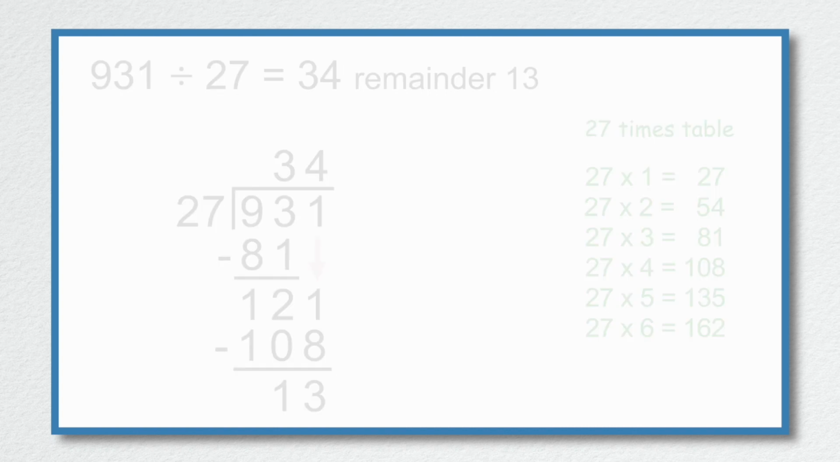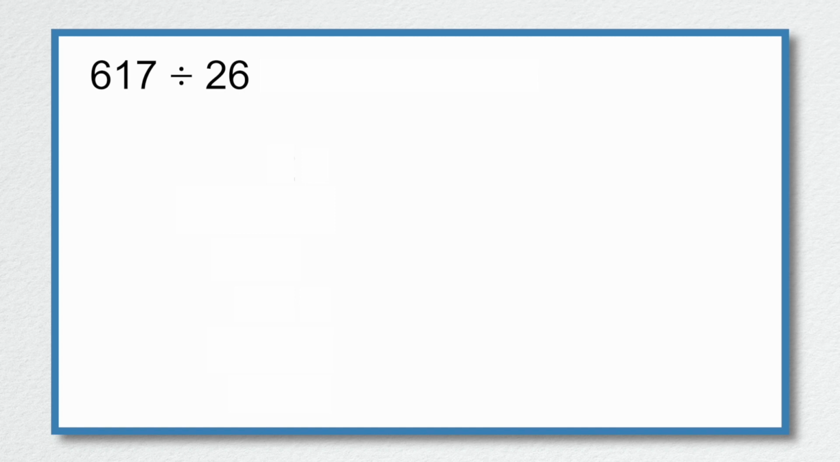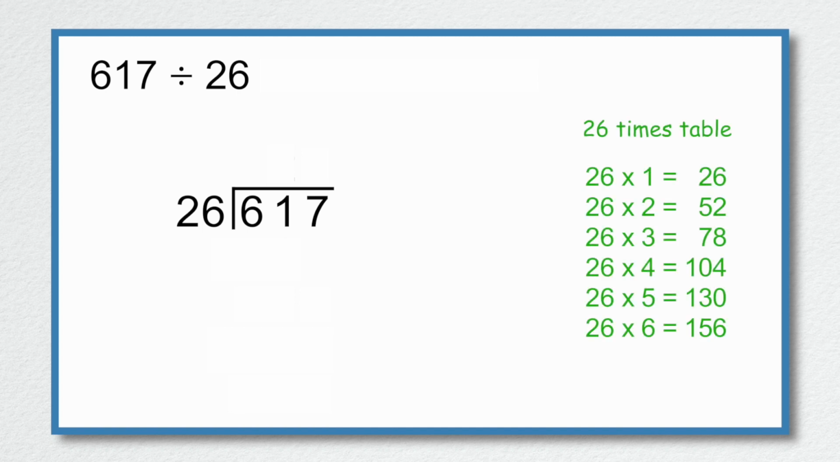And we're going to do just one more question, 617 divided by 26. We'll set the problem out. And here are the multiples of 26 up to 26 multiplied by 6, which is equal to 156. Looking at the first two digits of 617, 61 divided by 26. And we can see that 26 goes into 61 two times, because 2 lots of 26 is equal to 52. We write the 52 down and take it away from 61. And that gives us a remainder of 9. We now bring the 7 down.